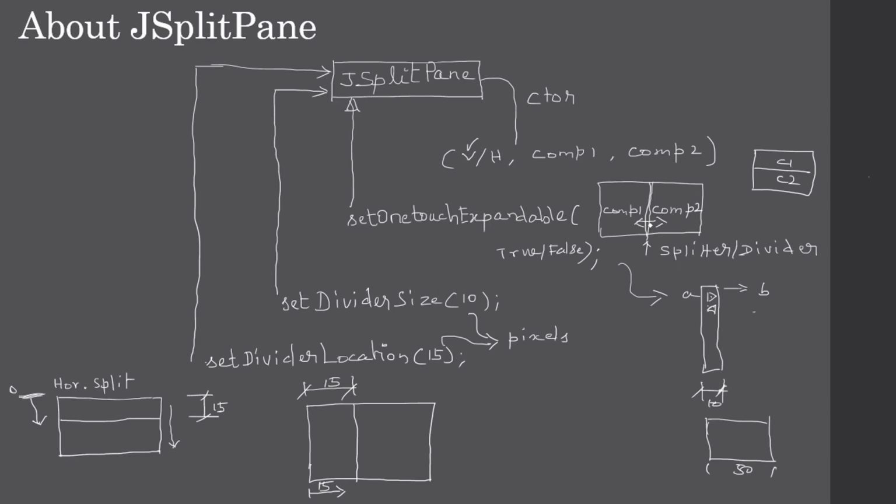Usually, as already told, using these arrows, the user can decide the splitter location manually. This is for the horizontal splitter. For the vertical splitter, the arrows will come like this. So the user can move the splitter either left or right, or top or down. If you want to set the location at runtime, you can use setDividerLocation by passing the pixel value.